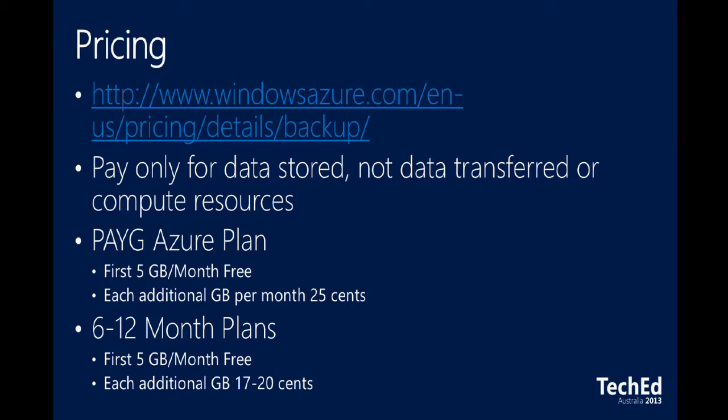So if you're using a pay-as-you-go plan, that is, if you just sign up to Windows Azure and say, I don't want a subscription, I just want my monthly bill, you will get your first 5 gigabytes free, and then you're going to pay 25 cents per gigabyte stored up in the cloud. If you are on one of their subscription plans where you've signed up for 6 months or 12 months, you get your first 5 gig free, and then it's either 17 to 20 cents per gig.